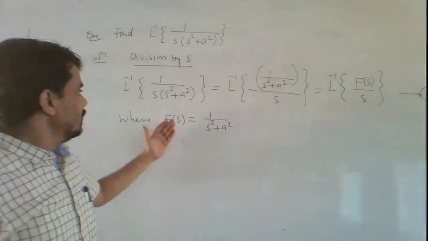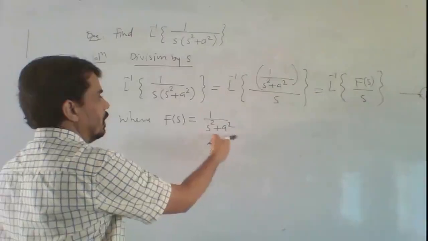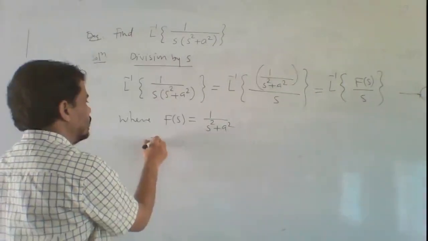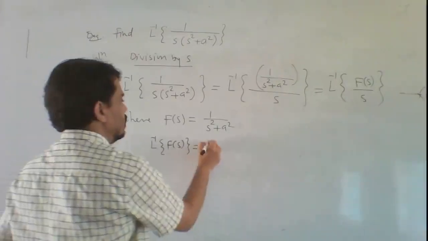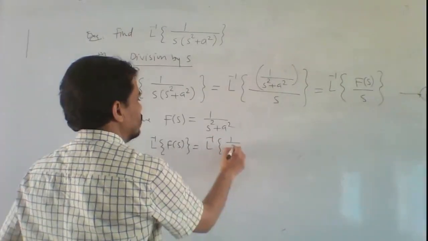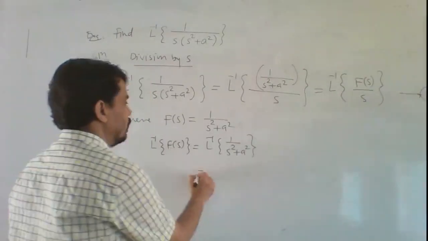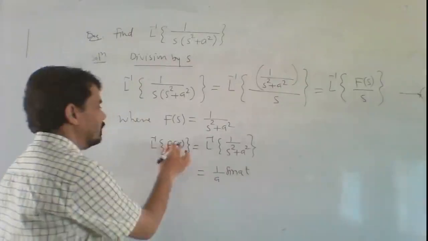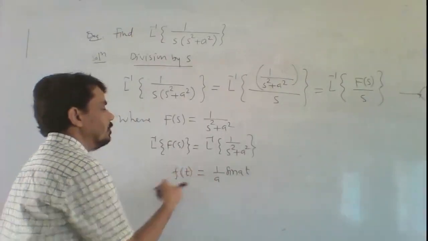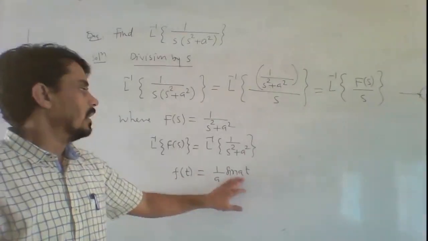Now find separately its inverse Laplace transform. F of s equals 1 by s square plus a square. So take its inverse Laplace transform. L inverse of f of s is L inverse of 1 upon s square plus a square, which is equal to 1 by a sin a t. So L inverse of f of s is f of t, and f of t equals 1 by a sin a t.